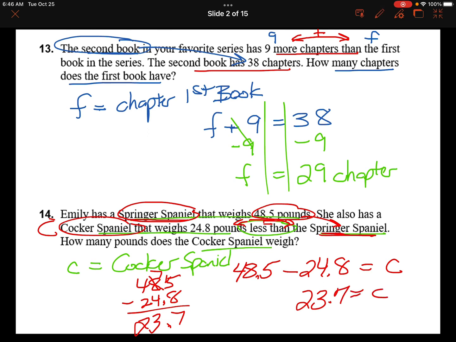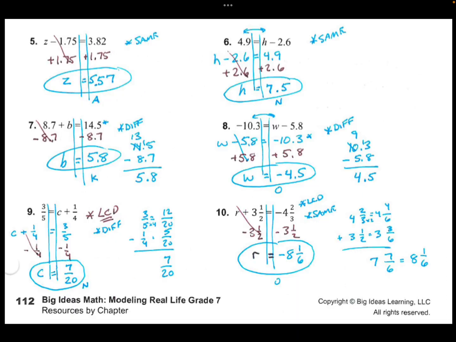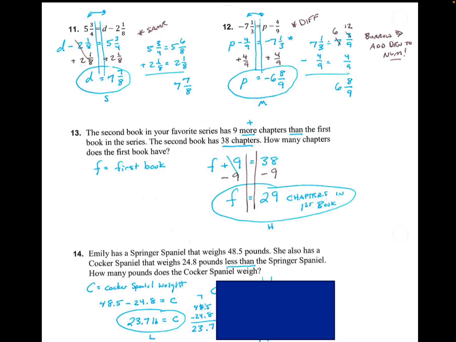All right, so now we're going to go through the rest of the worksheet from last night. And as you look, what did the digital clock say to its mother? Well, we're going to get to the end, and it says, look, Mom, no hands is what you should have had. But let's go back and look at the homework.